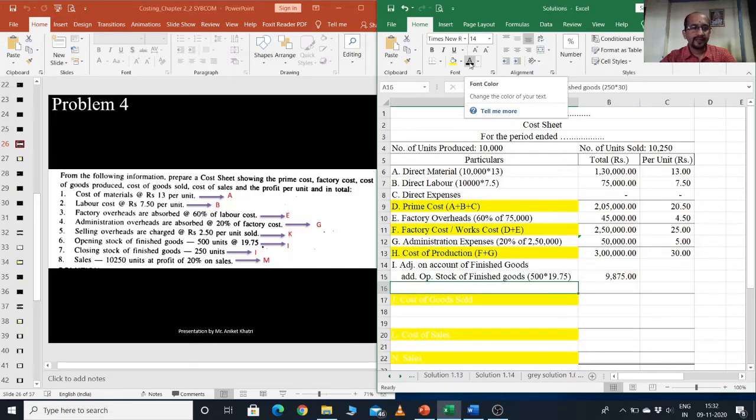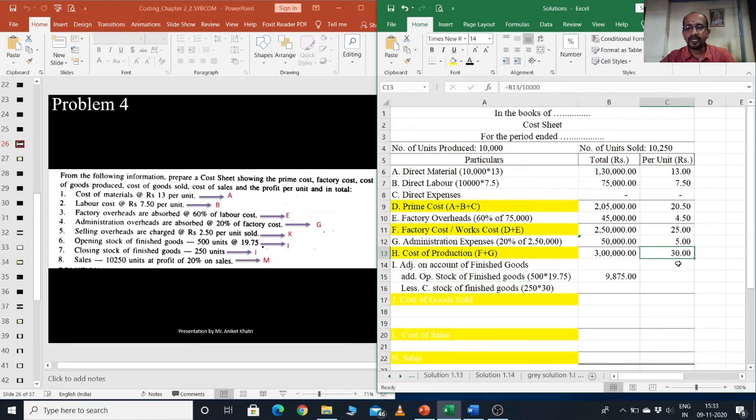Now we need to minus the closing stock. Closing stock is 250 units and this is our cost of production. So just multiply 250 by 30, so that is 7,500. Now you need to add this 9,875 to 3 lakhs and minus 7,500. So that amount will be 3,02,375. This is our cost of goods sold.